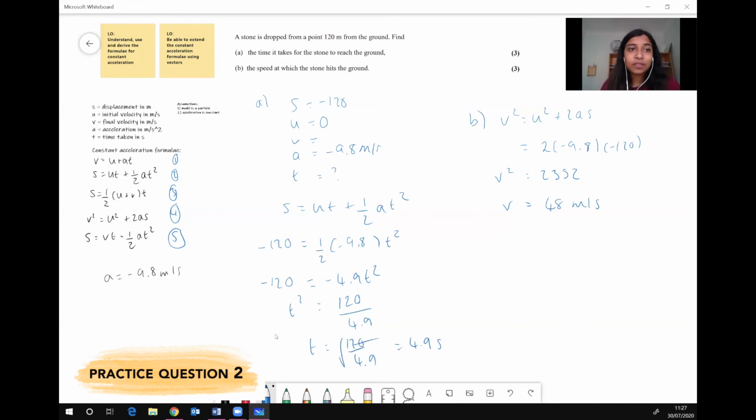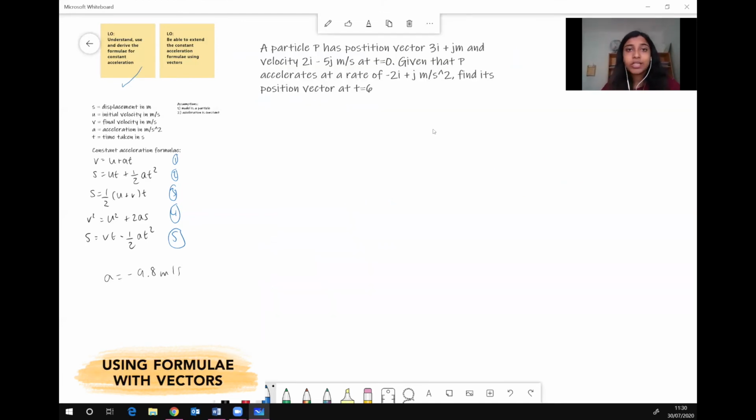So that's everything you need to know about our constant acceleration formulae and how you can apply this to some exam questions. Now let's go on to extending these formulae for using vectors. You could have either of your SUVAT equations written in the form of vectors. You just apply your constant acceleration formula normally, but you do the normal operations that you would do with vectors. It's the same formulas, only now your velocities or displacements are written in terms of vectors. So let's try this out with this question.